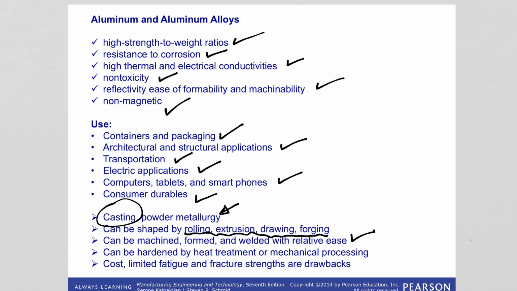And aluminum alloys can be hardened by heat treatment or mechanical processing, such as cold working, which can increase the hardness. Some aluminum alloys are hardened by heat treatment, such as the ones used in aircraft. The limitations here are cost and limited fatigue and fracture strengths. But of course people are working on enhancing the fatigue and fracture properties of aluminum alloys.